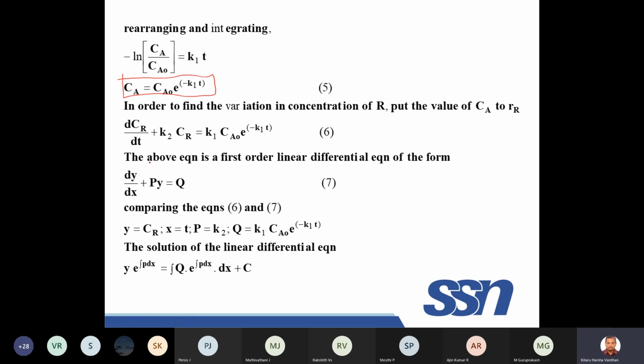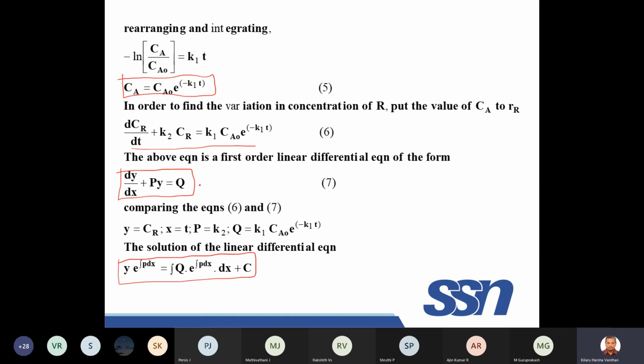Like that you get R also. If you do R, this is the expression which you get, because of K1CA minus K2CR, you take that minus K2CR to this side, and you write K1CA with CA as this particular expression. So you are getting this very important expression. The solution for this differential equation is, if the equation is like this, the solution will be like this.